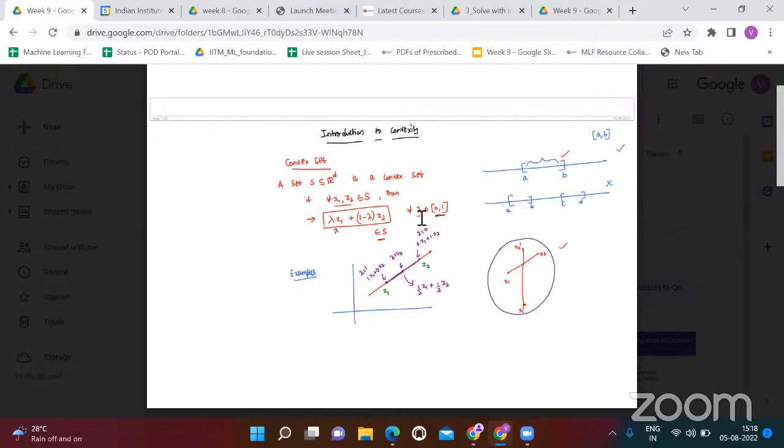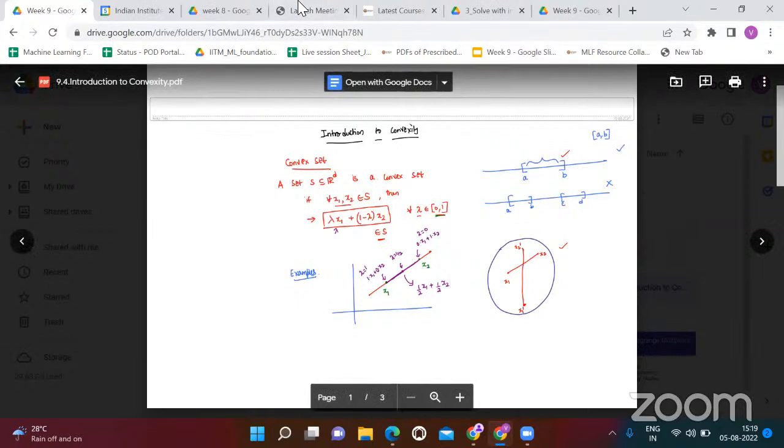So I'll tell you once again. If you have some set S that belongs to R^d, and if S is a convex set, then if you take any x1, x2 from that set and do this computation, lambda x1 plus (1 minus lambda) x2, where lambda is between 0 and 1, so lambda can't exceed 1 and can't be less than 0, and the computed point comes in the same set S, then it's a convex set. Is it clear? Yes, sir.